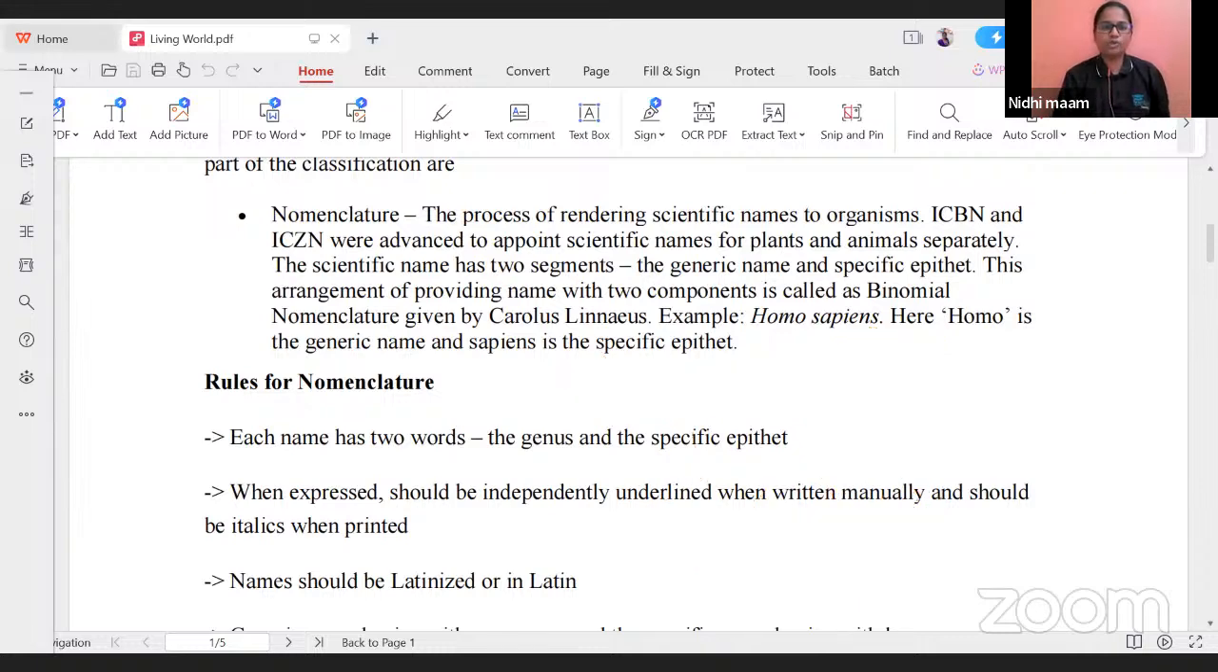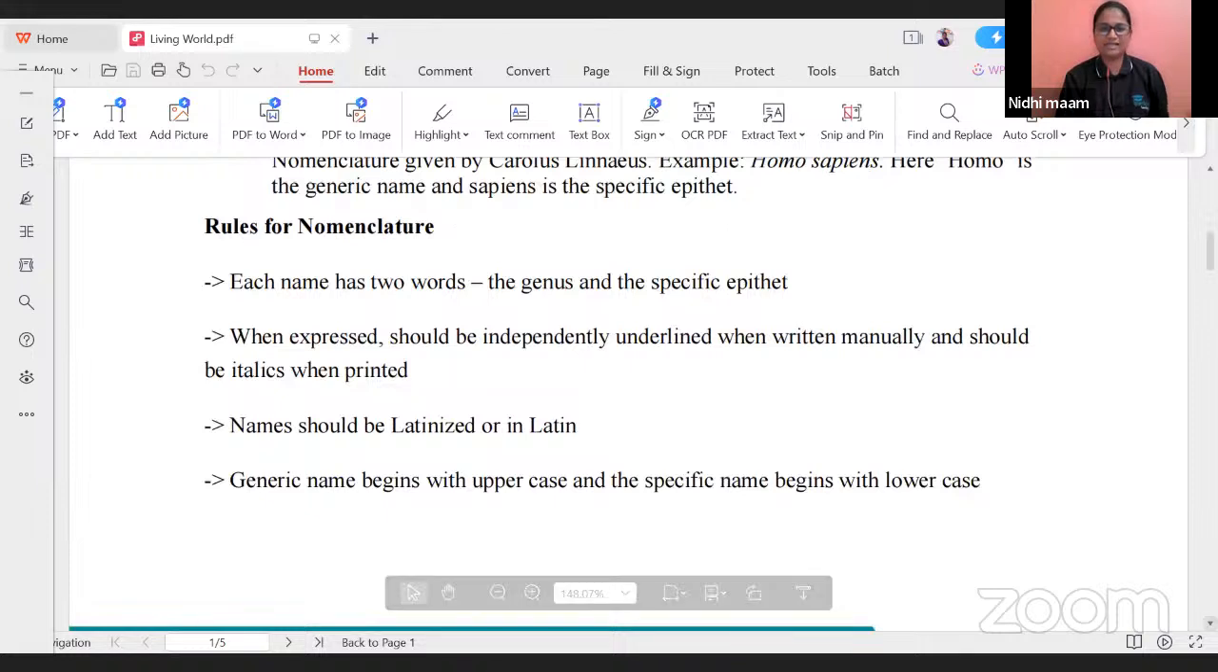Next, the rules of nomenclature. Each name has two words, the genus and species. When written manually, each word should be independently underlined. The underline should not be continuous. When it is in typed form, it should be in italics, a slanted font.